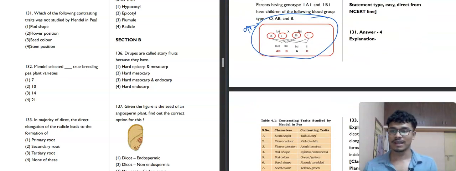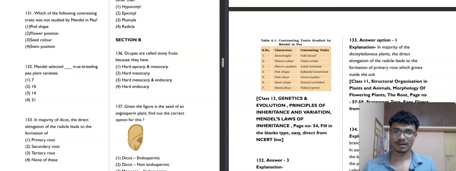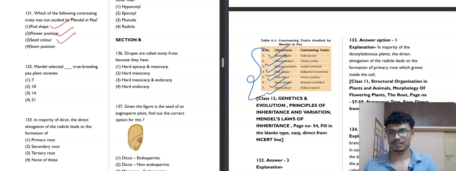What is it saying? Which of the following contrasting traits are not studied by Mendel in P? So the traits Mendel studied are stem height. Is it given? No, stem height is not given. Flower color is not given. Flower position, yes, we got one, flower position. Pod shape, is it given? Yes, pod shape is given. Then pod color, is it given? No. Then seed shape, yes, it is given. Sorry, not given. Seed color, it is given. So here, stem position, can you see a stem position here? I don't think so. This is not correct. So this trait was not studied by Mendel in P. So the fourth option is our correct answer.